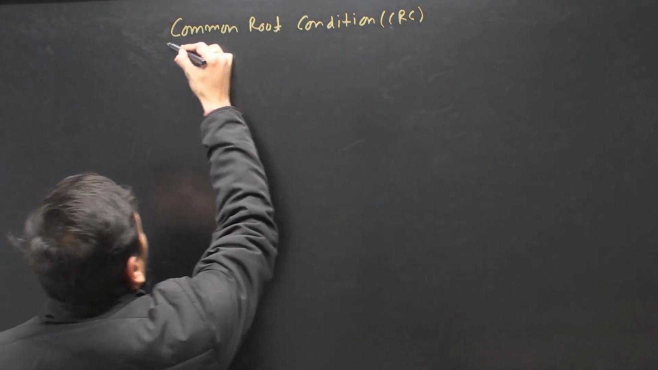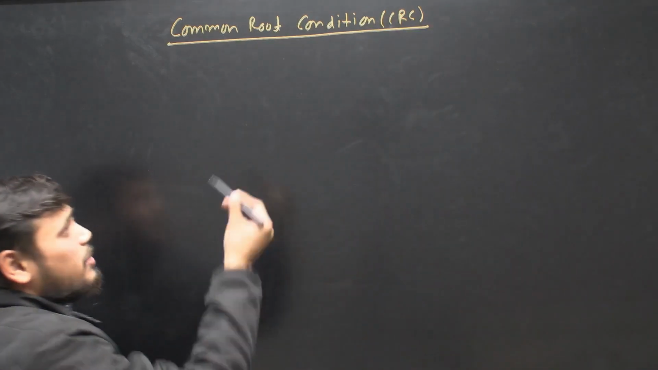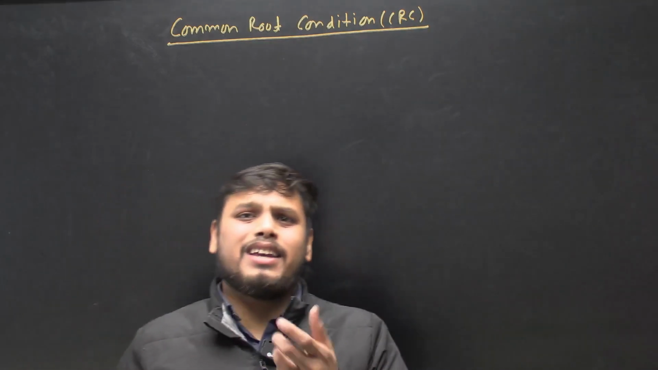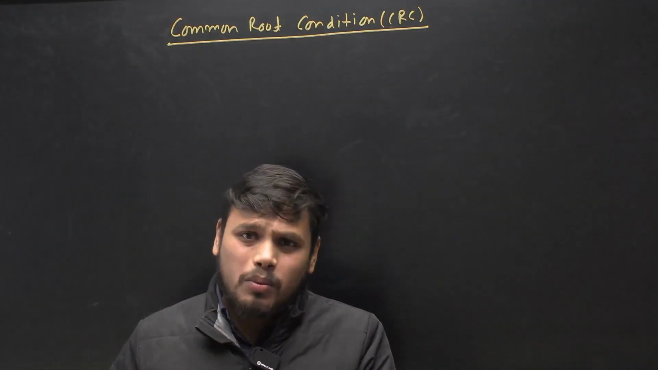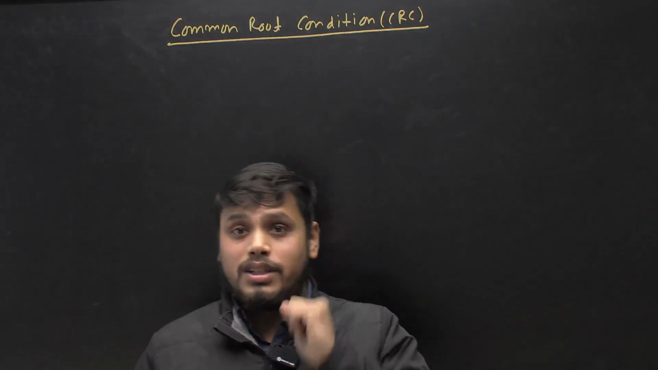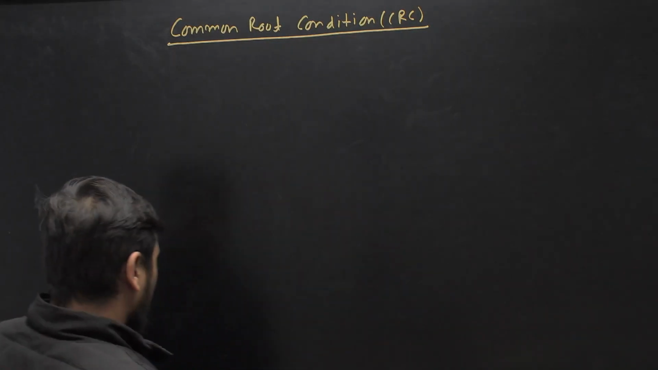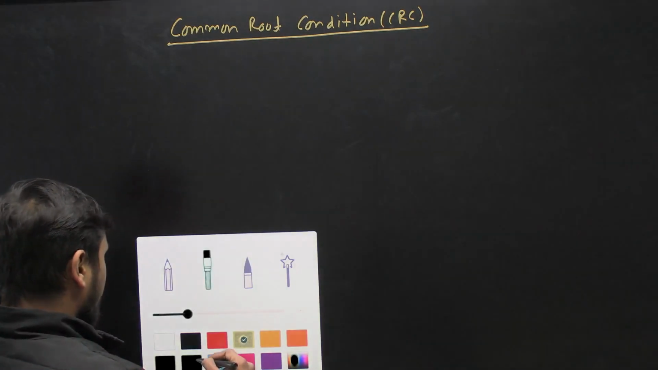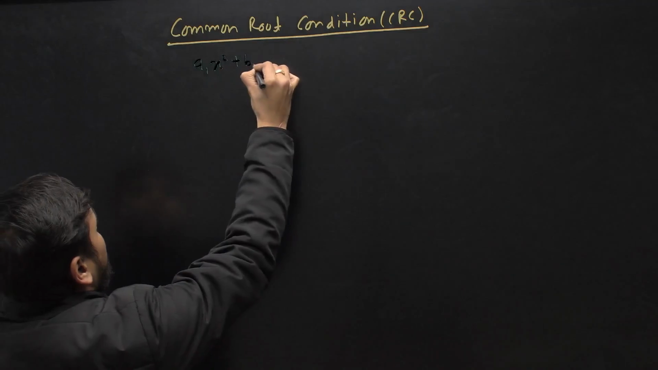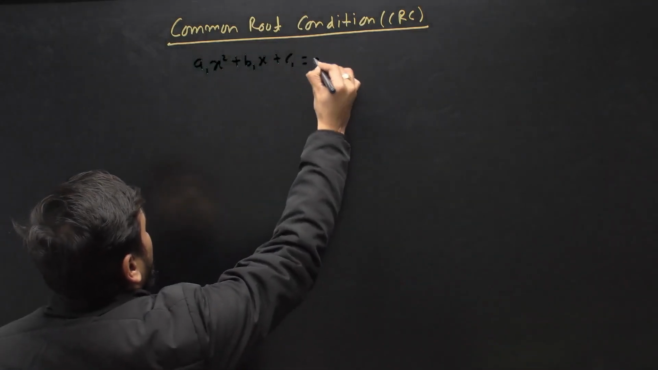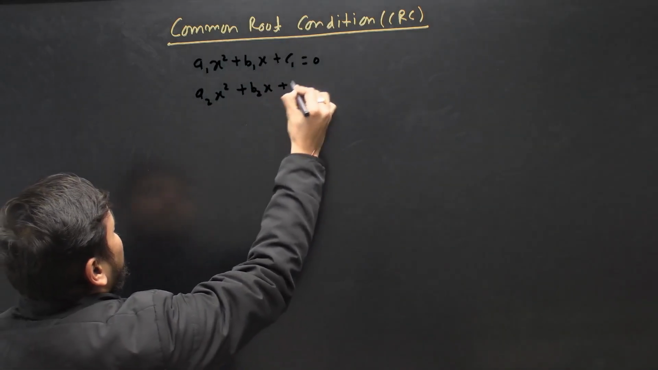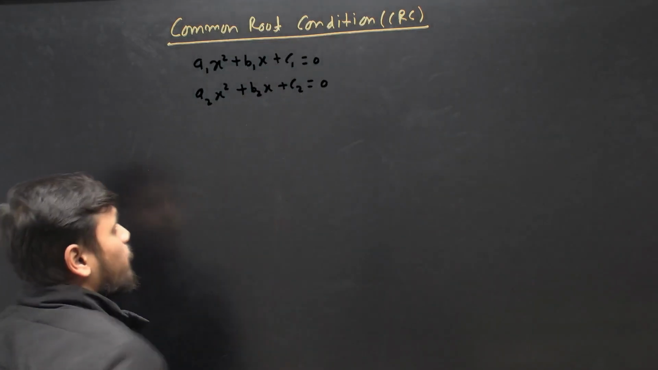As the name itself suggests, there are going to be two quadratic equations which share a common root, which can share one common root, or can share two roots as well. So let's have a look. Let's consider two quadratic equations: a1x square plus b1x plus c1 equal to 0, and a2x square plus b2x plus c2 equal to 0.